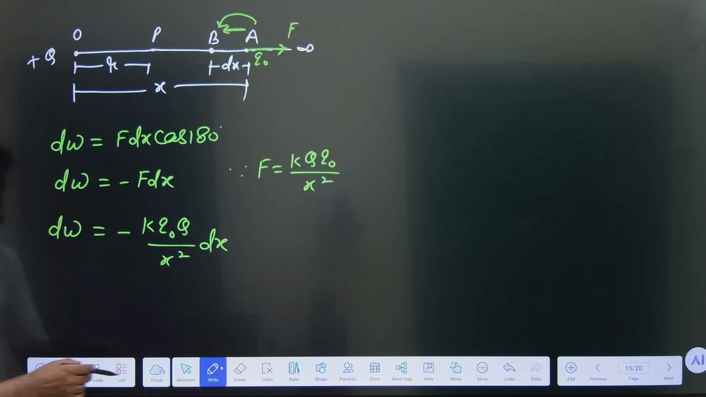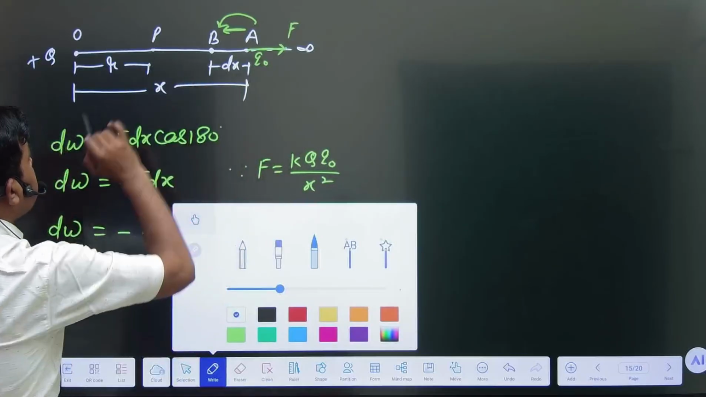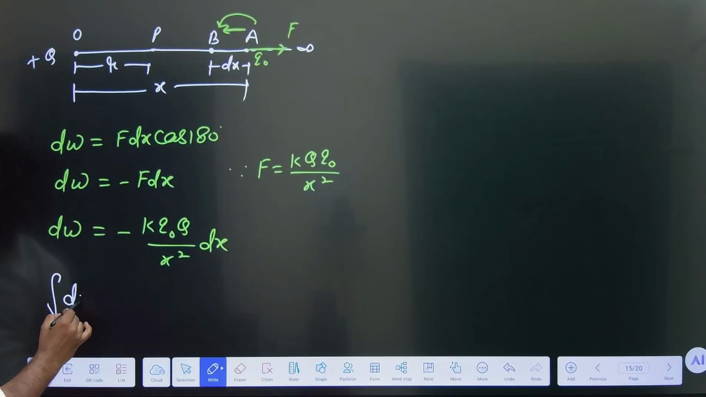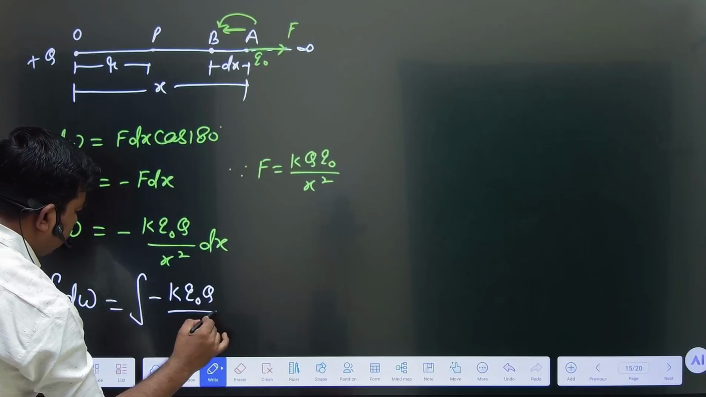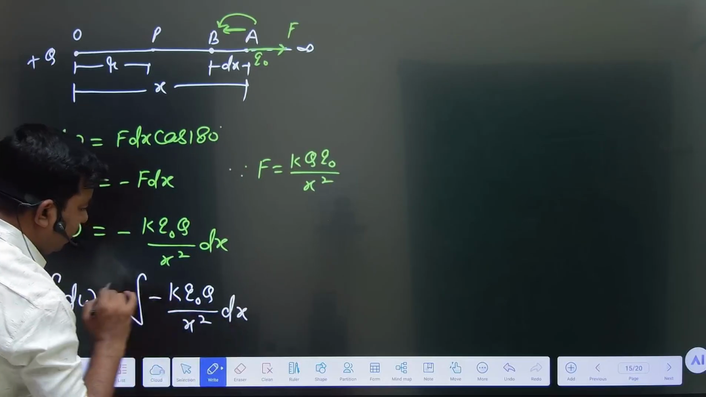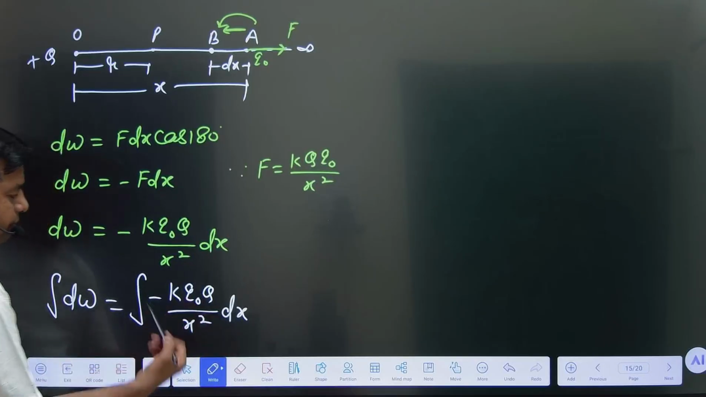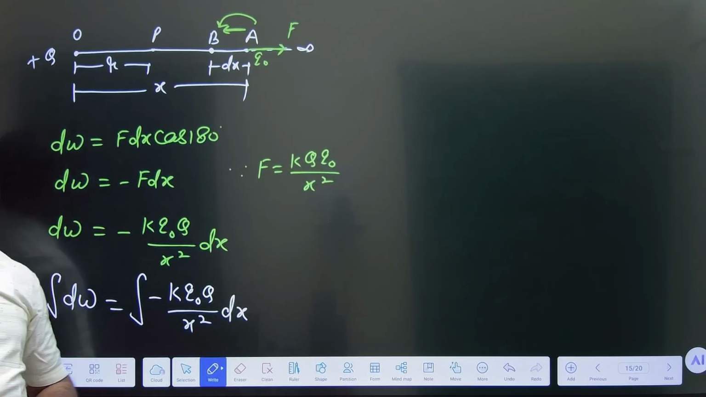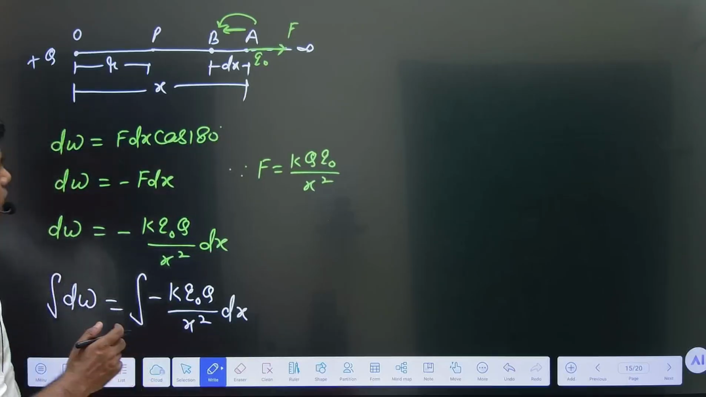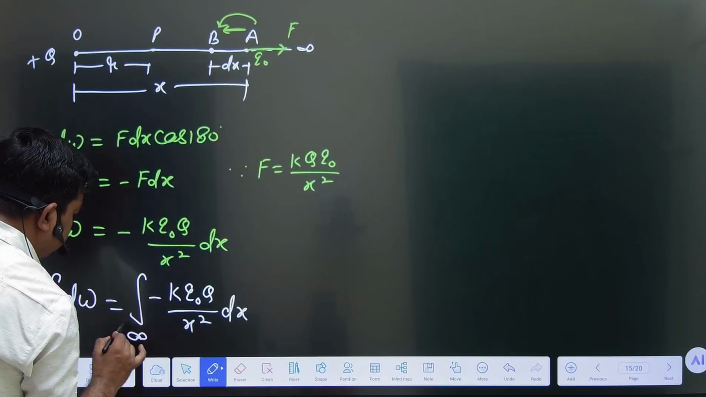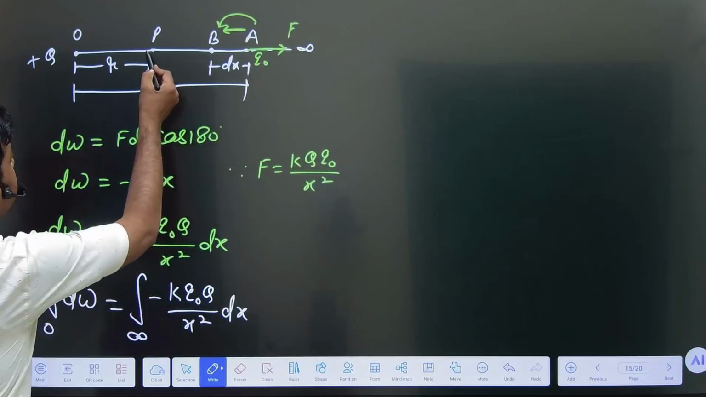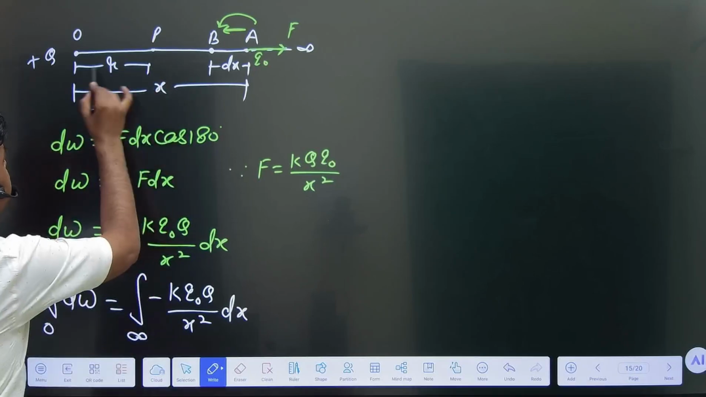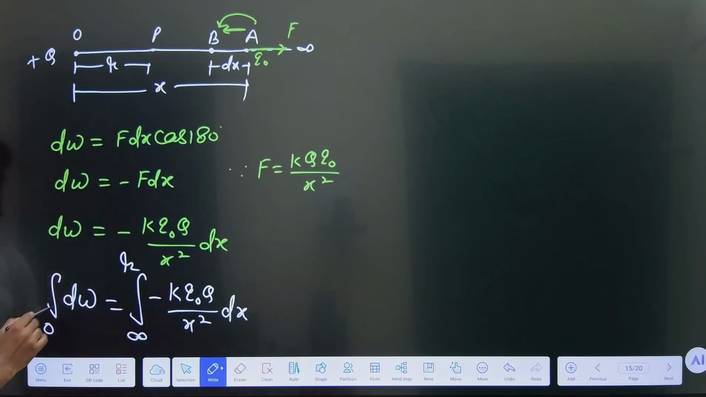Then to calculate the total work done when a charge is brought from infinity to this point P, we integrate both sides. So integration of dW is equal to integration of minus K Q naught capital Q divided by x square dx. Here we have to integrate with respect to x, and here with respect to work done W. Now, initially the test charge is at infinity, so work done is 0 because force is 0. When it is brought from infinity to this point P, the distance is R with respect to O, and work done is W. Integration of dW is what?